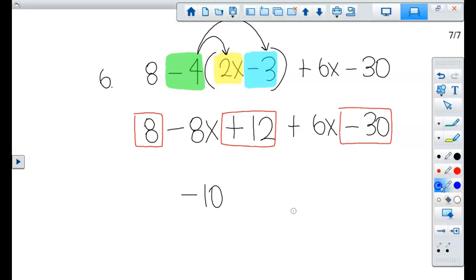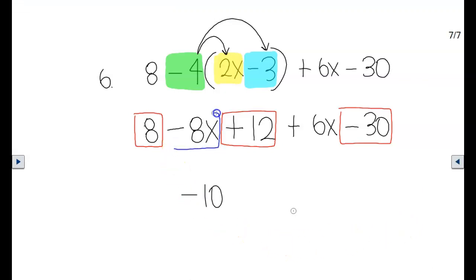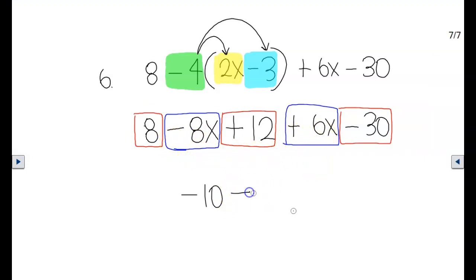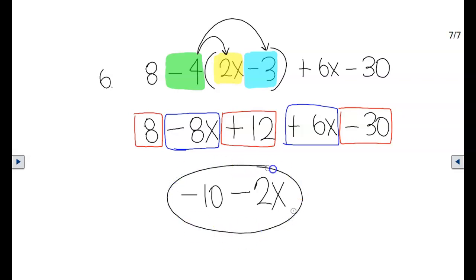Okay, now moving on. My next term is a negative 8x. It has a variable part of x. So I'm looking for other terms that have a variable part that only has an x. And I see that right here. So blue box for him as well. Notice I'm going to let that 6 keep that plus sign. That belongs to him. So I am going to do a negative 8 plus 6, which is a negative 2. And then I have to keep that same variable part. So negative 10 minus 2x is my final answer.